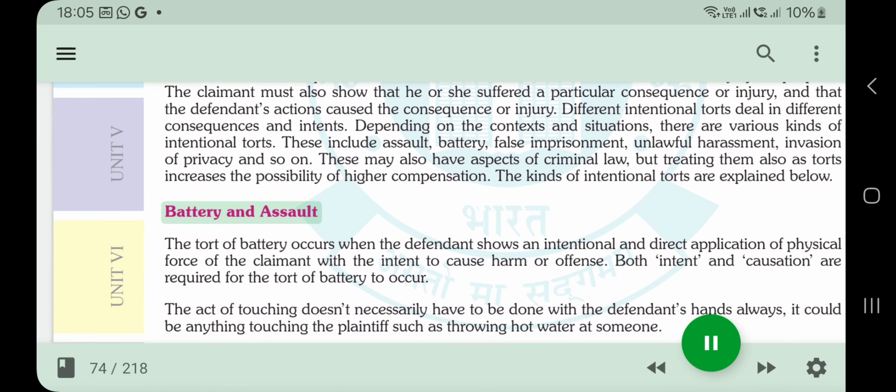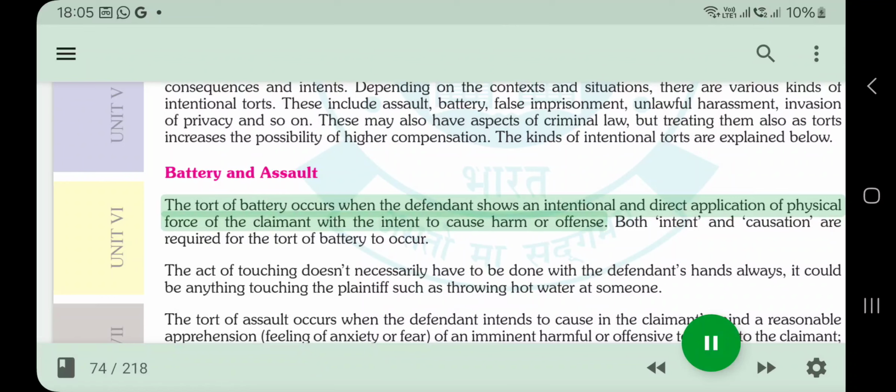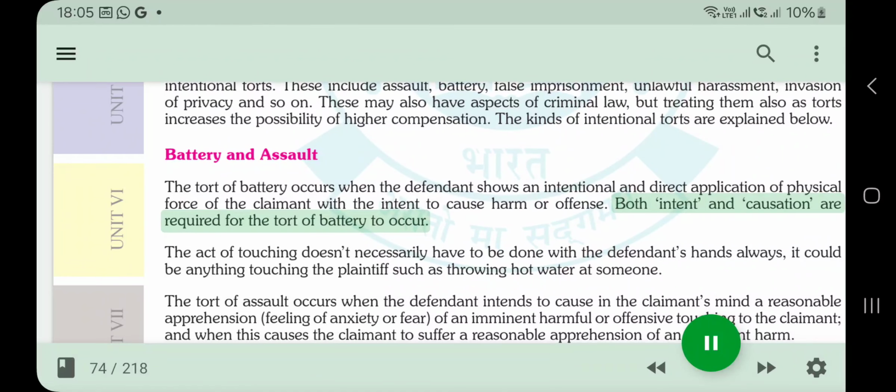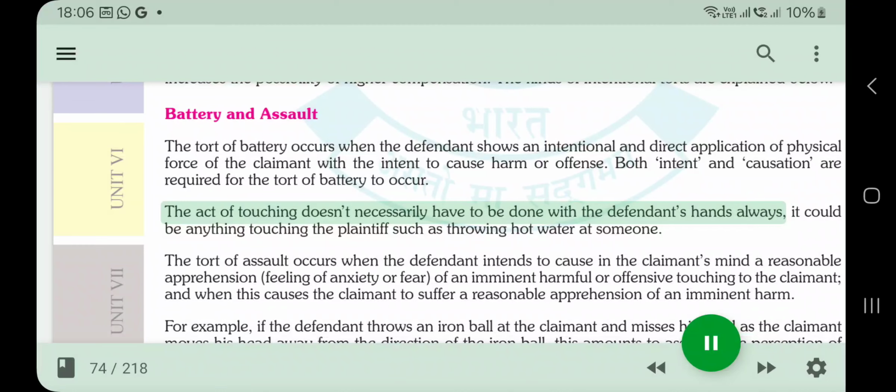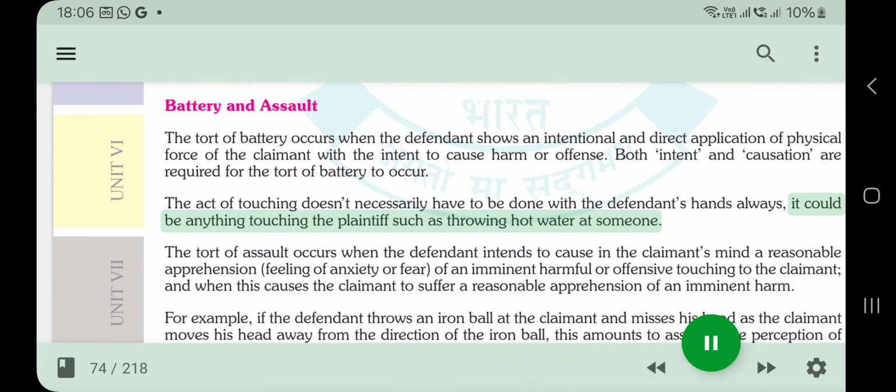Battery and assault. The tort of battery occurs when the defendant shows an intentional and direct application of physical force to the claimant with the intent to cause harm or offense. Both intent and causation are required for the tort of battery to occur. The act of touching doesn't necessarily have to be done with the defendant's hands always. It could be anything touching the plaintiff, such as throwing hot water at someone.